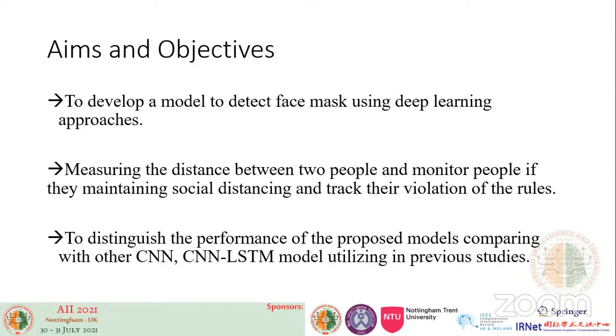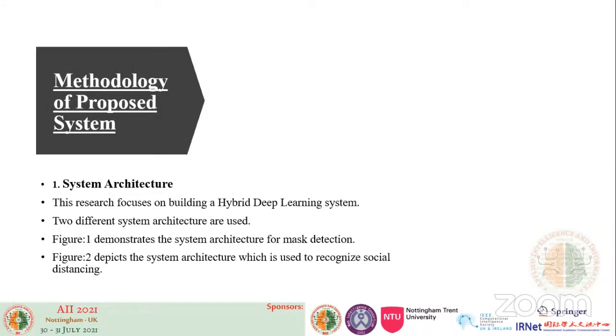In this research, our main goals are to develop a model to detect face masks using deep learning approaches, to measure the distance between two people and monitor whether they are maintaining social distancing and track their violation of the rules, and lastly, to distinguish the performance of the proposed models by comparing with other CNN LSTM models utilized in previous studies. Since this research focuses on building a hybrid deep learning system, two different system architectures are used.